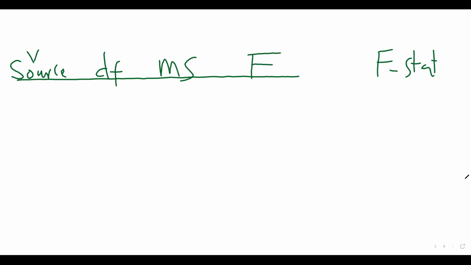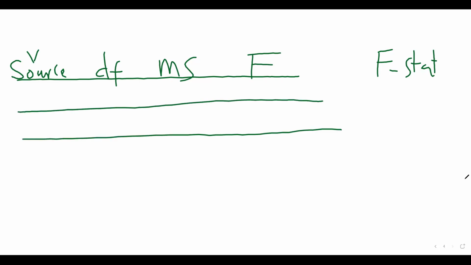Now, for the source of variation, you have to create horizontal lines like this and like that. We have two sources of variation. The first one is known as between group variation. And the other one is known as within group variation. Now, I will explain it. Don't worry, I will explain it easily for you.